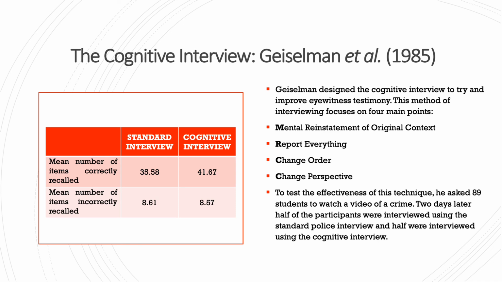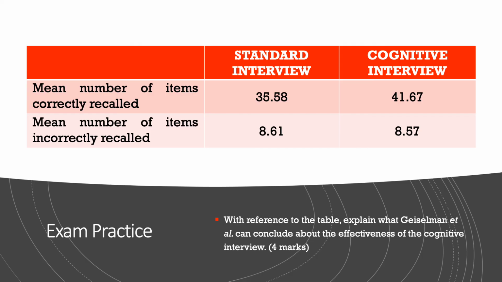So mean number of items correctly recalled and the mean number of items incorrectly recalled were noted down. And the question I want you to answer is, with reference to the table, explain what Geiselman et al. can conclude about the effectiveness of the cognitive interview. It's a 4-mark question, so just pause me now and have a little go, and then we'll go through the answer.